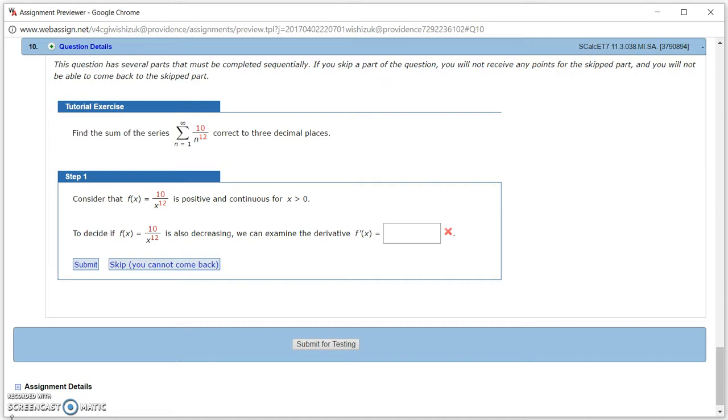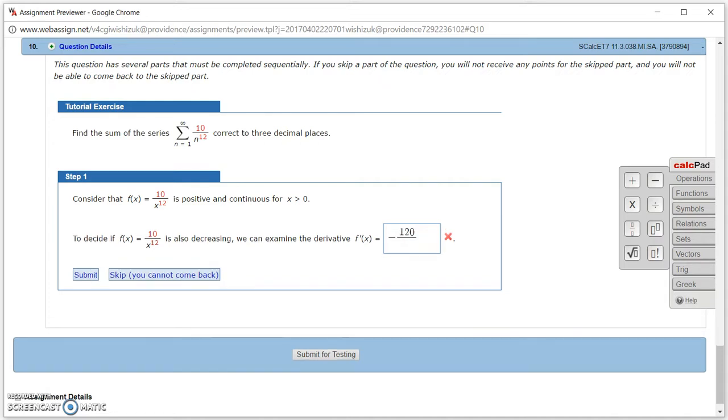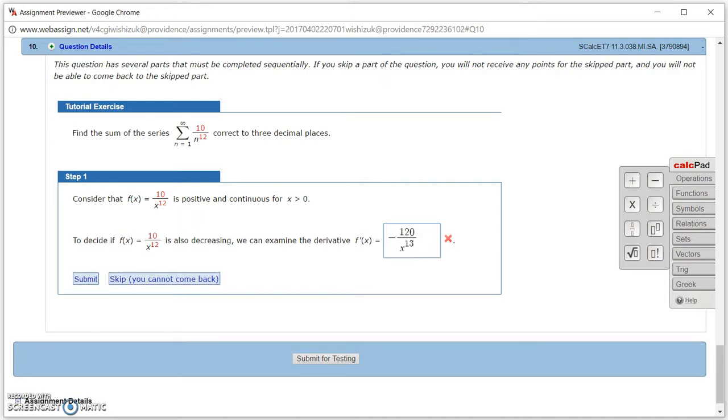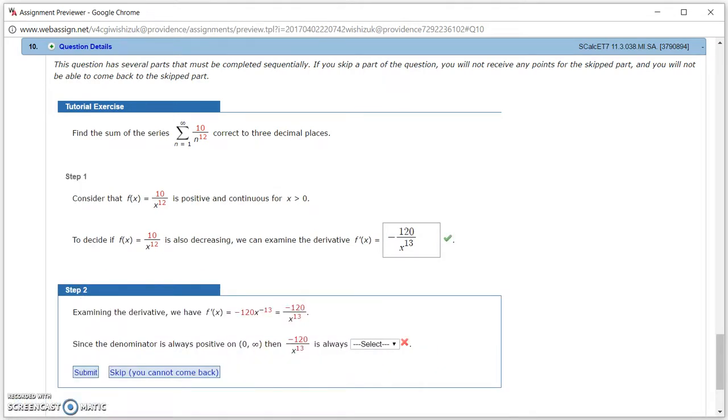All right, to see if this guy is decreasing, we examine the derivative. So we take the derivative. It's a negative 12 power, so put the negative 12. It's going to be negative 12 times 10, because 10 is already there, and subtract 1 from negative 12, so negative 13 power. So x to the 13. All right, let's submit. Looks like we got step 1 correctly.